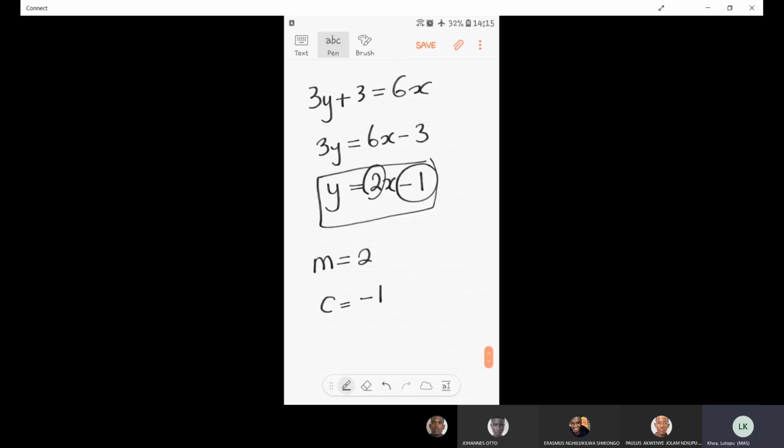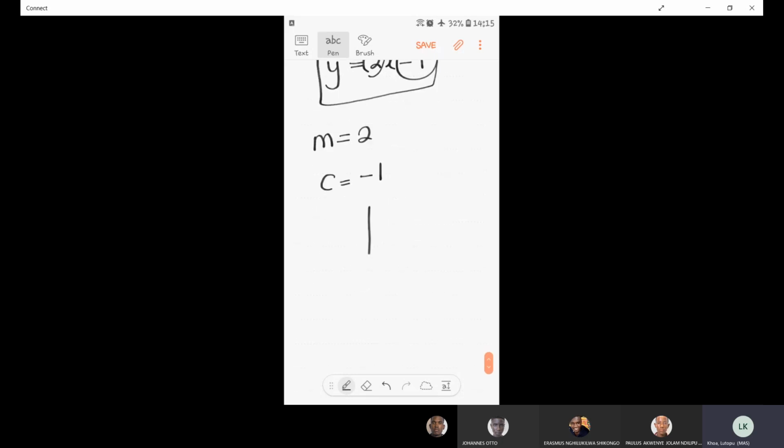So what you do is you plot the point C. This is my x-axis, this is my y-axis. So at C, x is equal to 0 and y is equal to negative 1. So that will be somewhere here, negative 1. Then you use the gradient to shift this point over here. Now your gradient, you write it as a fraction, so you can write it as 2 over 1. So remember your numerator, this is delta y, and your denominator, this is delta x.